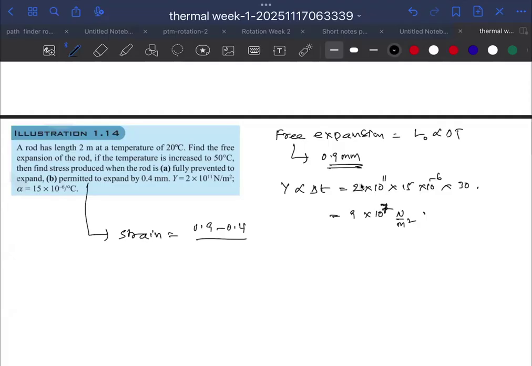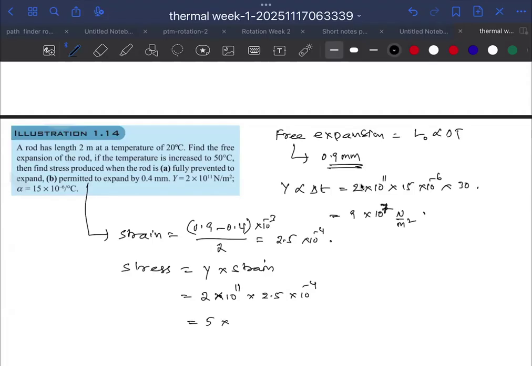Okay, then what is the strain expression? Point by 2. Original length is 2. How much is this? 2.5 into 10 to the power of minus 4. Remember, this is strain. So stress, Young's modulus times strain. Ten to the power of 7.